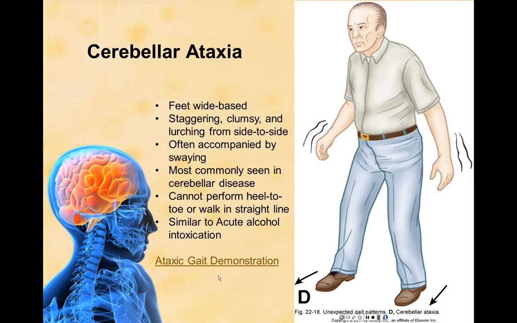And then cerebellar ataxia. This is something that is similar to someone who would have acute alcohol intoxication. They basically can't perform that heel to toe or tandem walk, and they can't walk in a straight line. Their feet are widely based. They kind of stagger and they're clumsy, and they kind of lurch from side to side, often swaying. This is commonly seen in someone who may have a cerebellar disease or alcohol.